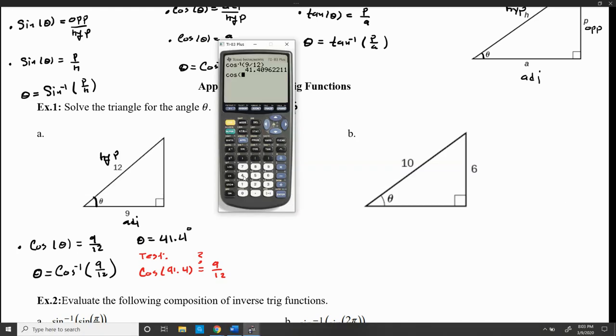Let's find the cosine of 41.2. I'm sorry, 41.4. That's 0.75. And 9 over 12, it's about 0.75. So now notice that this is true. This is essentially what we're doing. We were finding an angle that will make this a true statement. And we just found it.